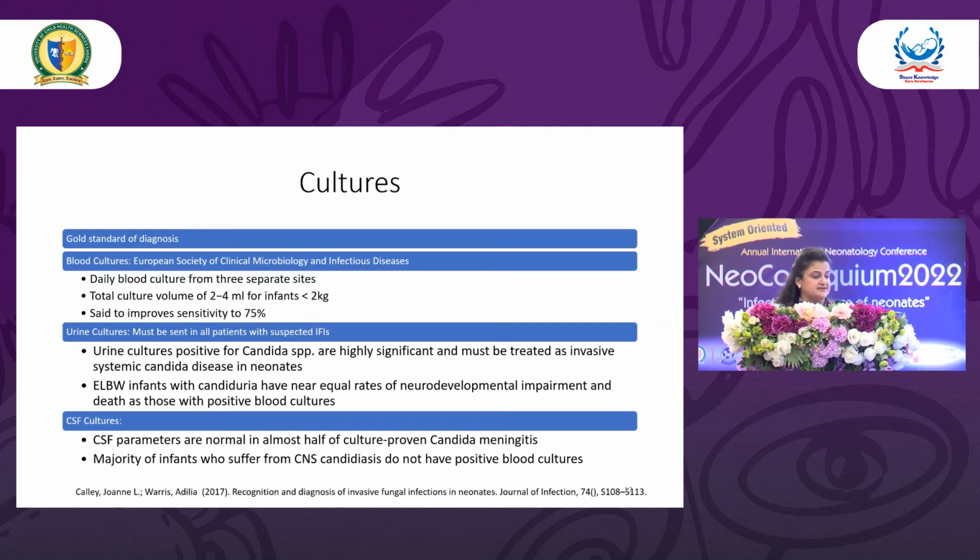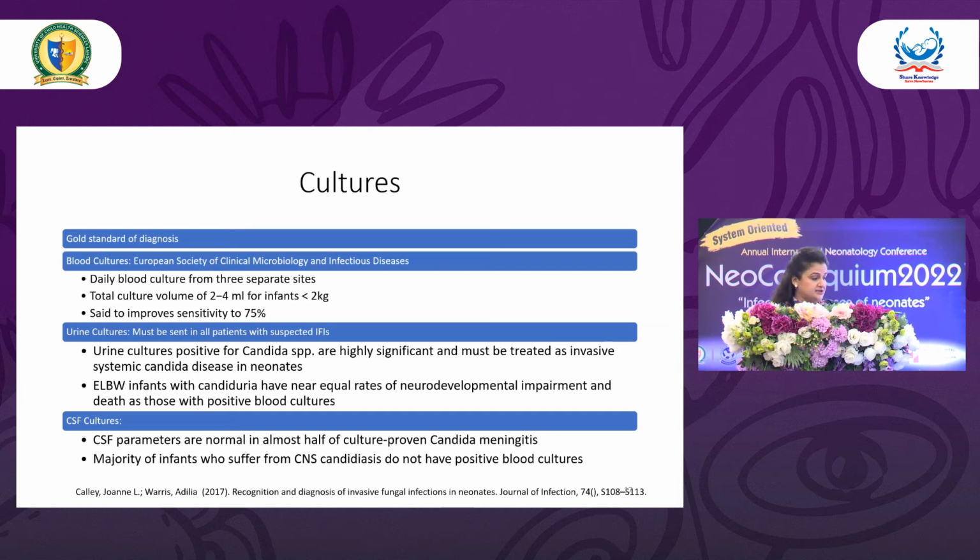Urine cultures positive for Candida species in newborns are significant, and they must be treated as invasive systemic Candida disease in neonates. Extremely low birth weight babies, specifically with candiduria, have near equal rates, and this is data that has come from Western countries, that even babies who had just candiduria, but they were extremely low birth weight, have equal rates of neurodevelopmental impairment and death in those who have concurrently positive blood cultures and concurrently negative blood cultures.